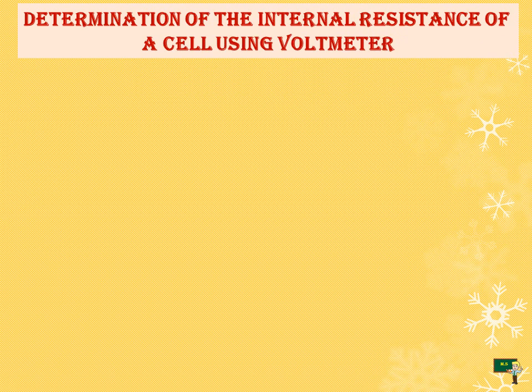Using the last experiments or batteries, let us determine the internal resistance of a cell using the voltmeter. That means the resistance which is produced inside the circuit is measured using the voltmeter.